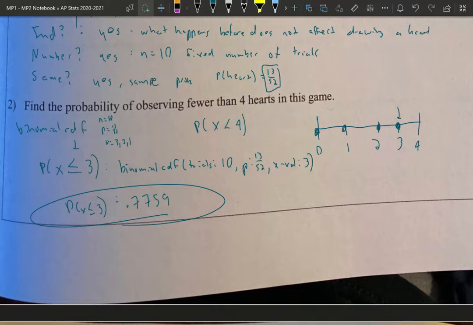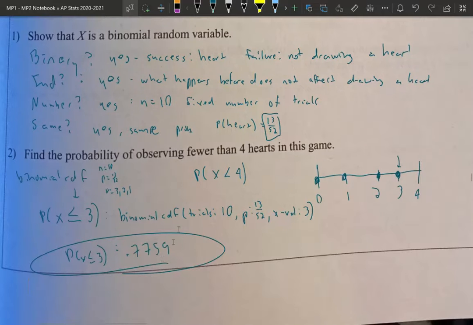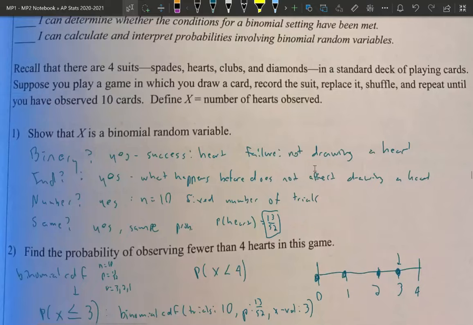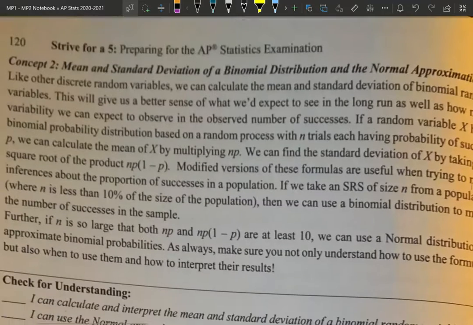This does not say interpret, but if it did, all right, this is an easy interpretation. The probability that you would observe fewer than 4 hearts, all right, when drawing right here 10 cards is 0.7759. Or you can say when drawing 10 cards with replacement is 0.7759. Okay? So let's take a look right here at the next one.